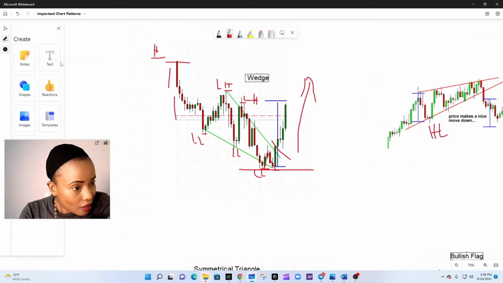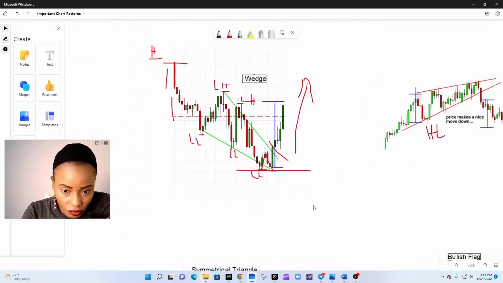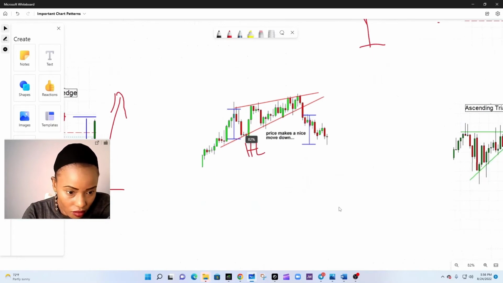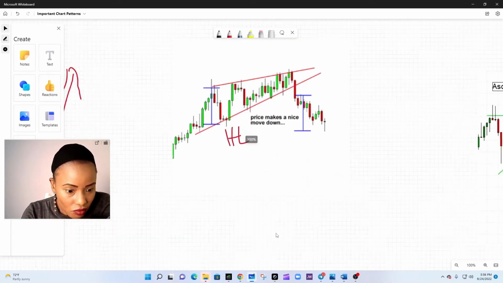Let's look at another wedge, a rising wedge. Remember, some of these patterns are used interchangeably. Some are used as continuation signals, others are used as reversal signals. This is another example of a wedge.